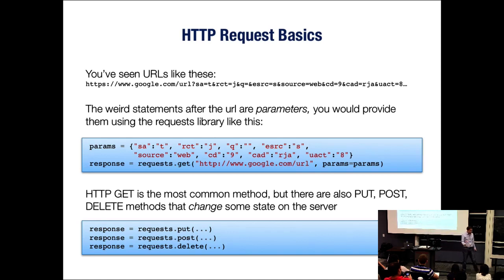So there are things called put requests or post requests or delete requests that change some state of the server somehow. So for example, I'll talk about it in a second, but if I'm using an API to access my GitHub account, which you can do, you can actually do things like delete repositories or start watching or starring other repositories. Those are things that are changing some state in the server.